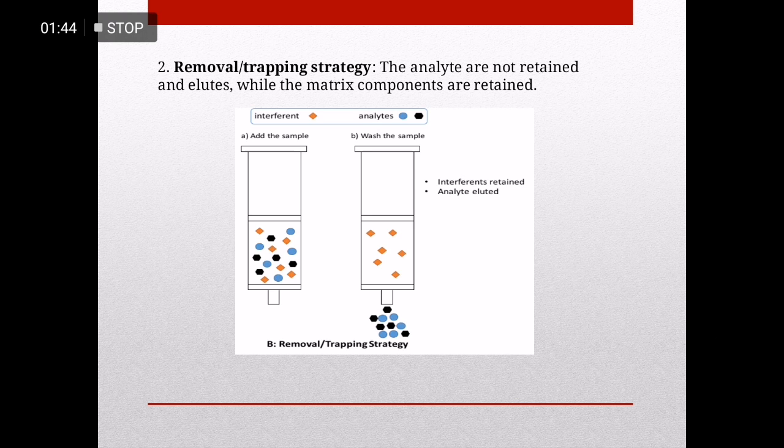The second type of strategy that is adopted is the removal or trapping strategy. The analytes are not retained on the cartridge while the interferents are retained on the cartridges. It is somehow opposite to the bind and elute strategy. In this, the sample is added in the cartridge, and when it is washed off, the interferents remain inside the cartridges while simply the analytes are obtained outside the cartridges.